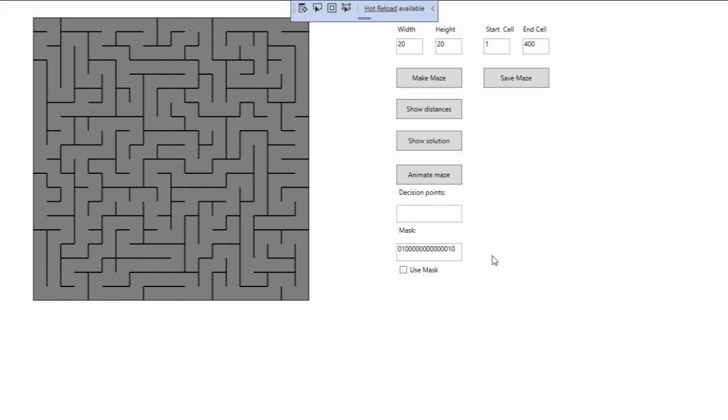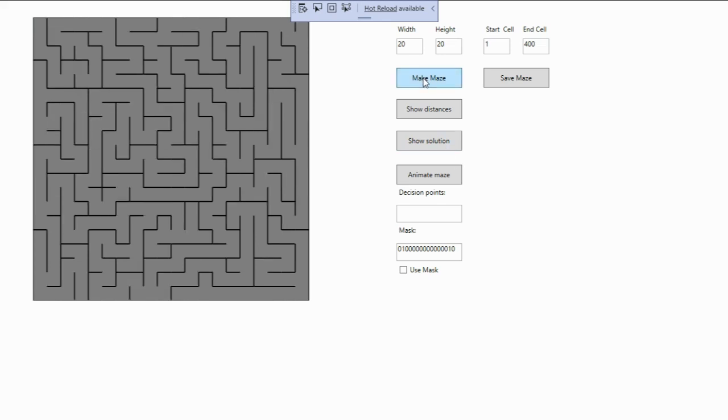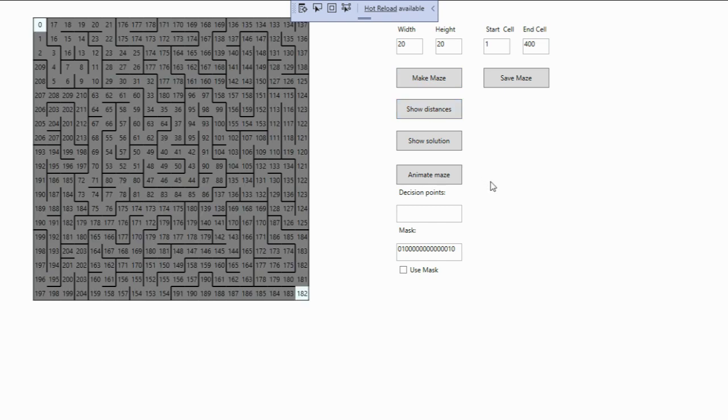So to do that, we're first going to create our maze. So here I'm just creating a 20 by 20 maze, and that's using the algorithm explained in the previous videos. And then I'm going to show the distances between all the different squares in the grid. Again, that's using the algorithm that was explained in the previous video in this series, which was entitled How to Calculate Distances in a Maze.